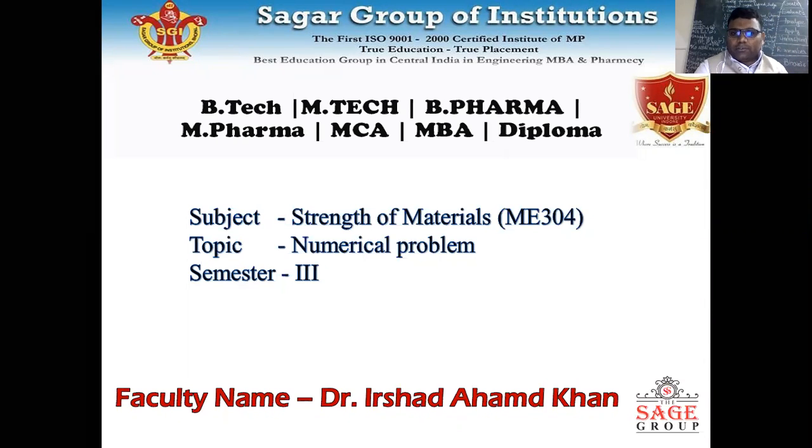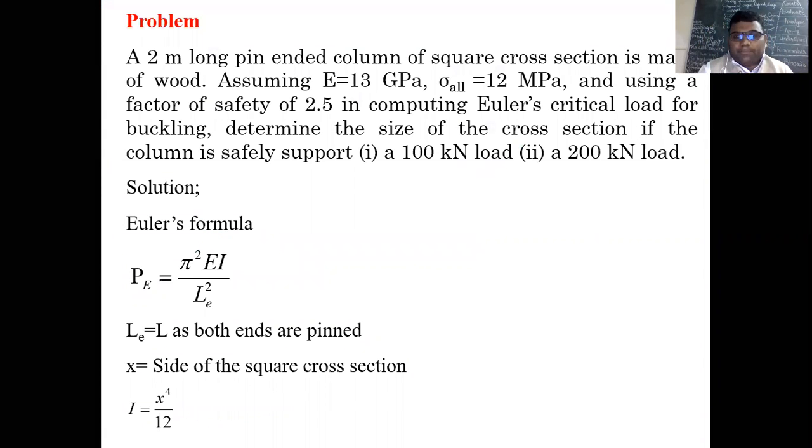Let's see the numericals on this particular chapter, column analysis. We have solved many numericals based on the Euler formula or Rankine formula. Now let's see another numerical. A 2 meter long pin-ended column of a square cross section is made of wood.